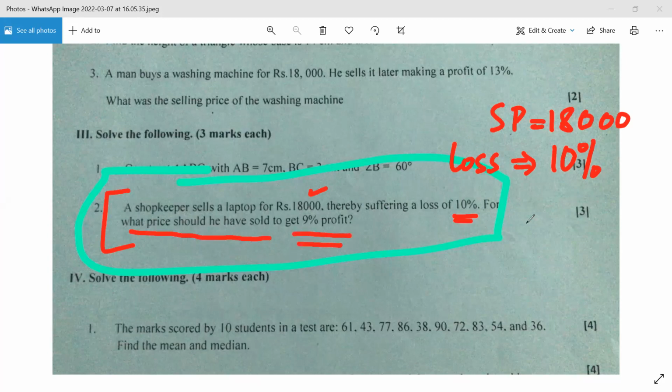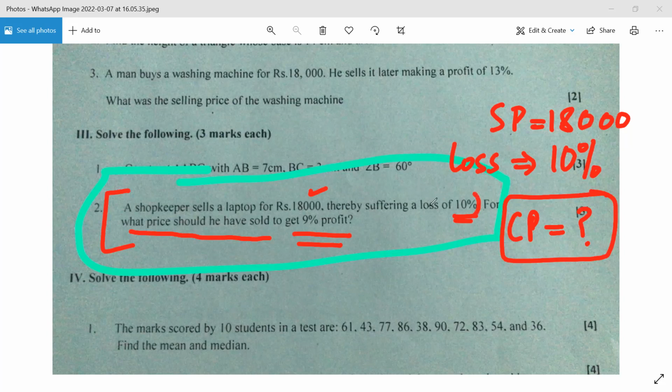Now, in all these questions, basically what you require is the cost price. Have you understood? Yes, sir. Because once you know the cost price, from the first line, basically from this information, you should be able to derive the cost price. Once you are able to get the cost price, then you can put a 9% profit on the cost price, and then you can find the selling price. Is it making sense, Arthur?